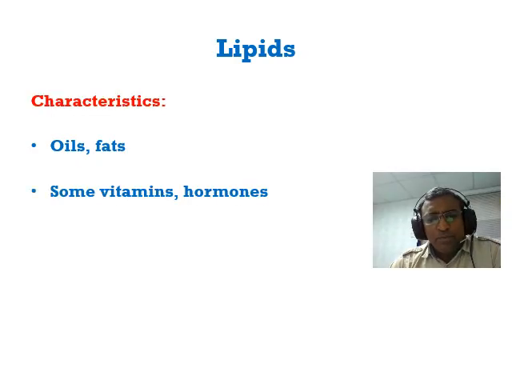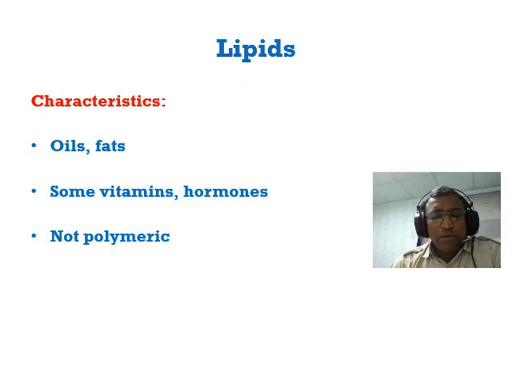You also have some vitamins as well as steroidal hormones. These vitamins have been included as lipid simply because they are non-soluble in water. The vitamins concerned are A, D, E, K, and the hormones are the steroidal hormones such as testosterone as well as estrogen.